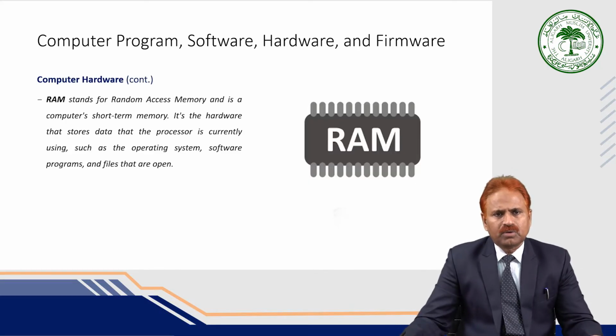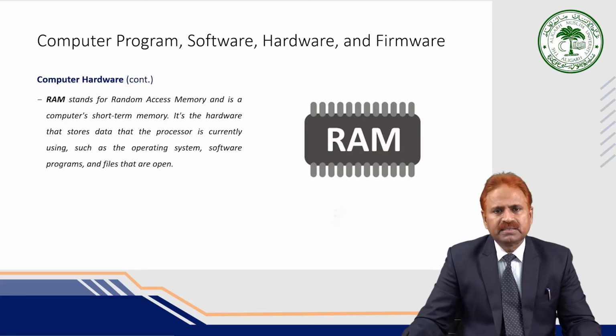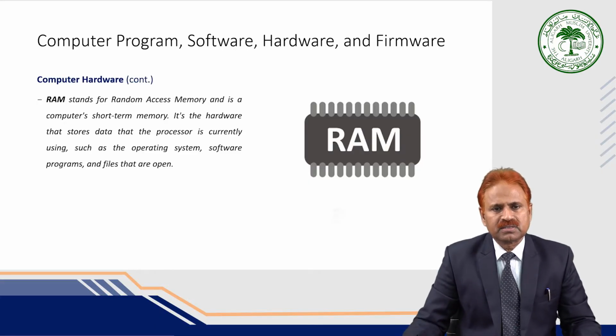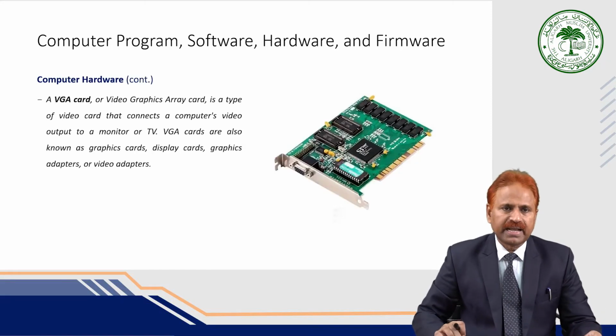RAM is another example of the hardware. RAM stands for random access memory, and is a computer's short-term memory. It is the hardware that stores data that the processor is currently using, such as the operating system, software programs, and files that are open. They reside on the RAM.